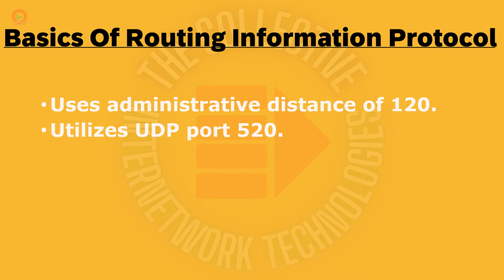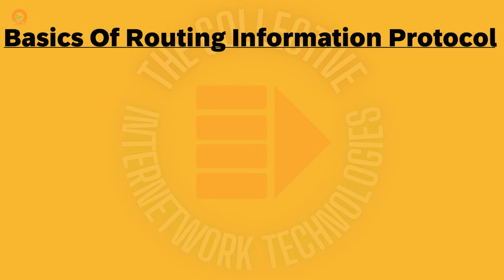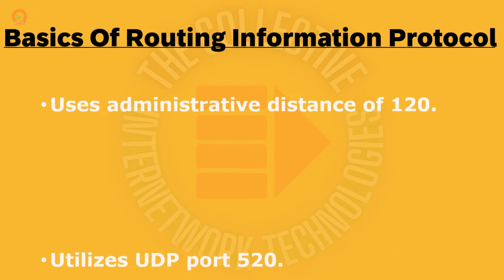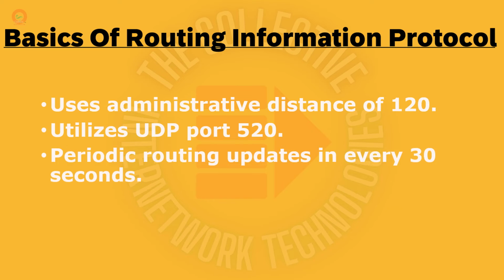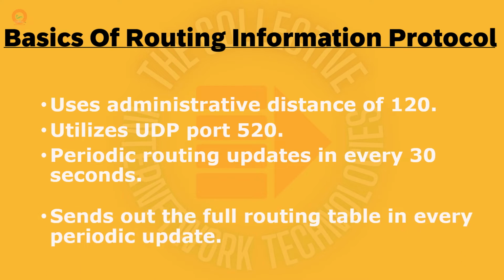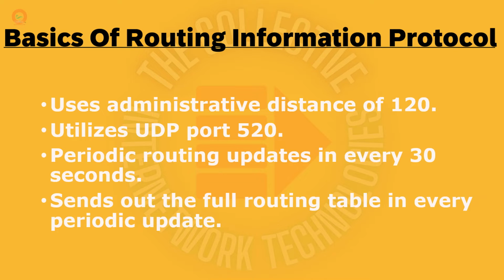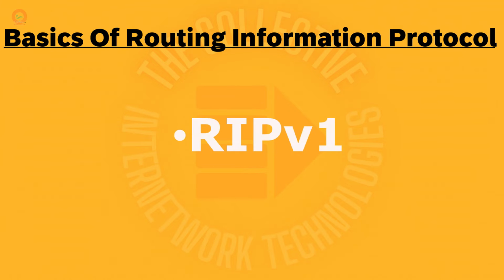RIP has an AD value of 120 and utilizes UDP port number 520 for sending and receiving datagrams between RIP running routers. RIP sends its full routing table every 30 seconds to its neighbors, and RIP has two versions, RIP version 1 and RIP version 2.